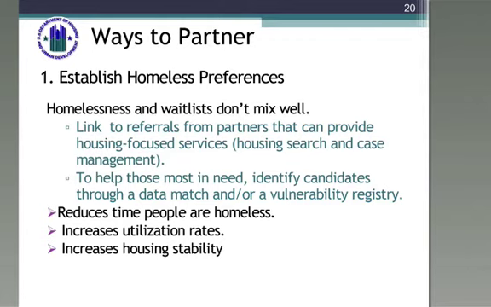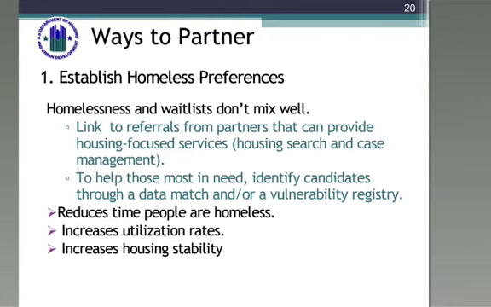Homelessness and wait lists don't mix well. PHAs' waiting lists can be a barrier to individuals and families experiencing homelessness having access to public housing and HCV programs. PHAs can take a variety of actions to reduce these barriers and increase access to homeless persons in their programs. These include establishing a preference in their admissions policies.